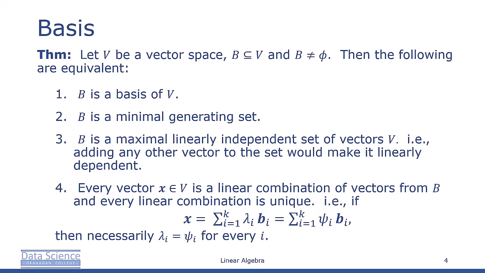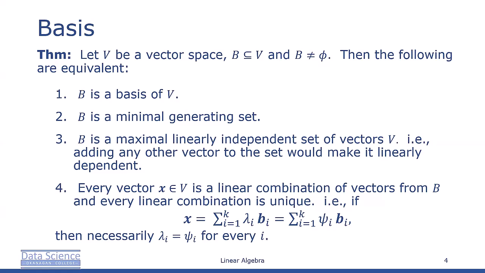Let V be a vector space and B a non-empty subset of V. Then the following statements are equivalent. B is a basis of V. B is a minimal generating set. B is a maximal linearly independent set of vectors in V. That is, adding any other vector to the set would make it linearly dependent.